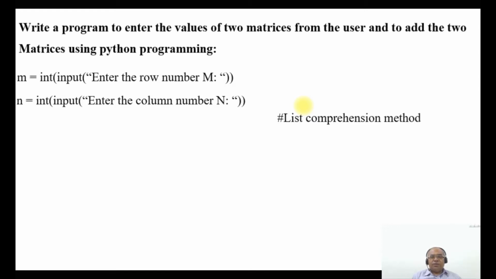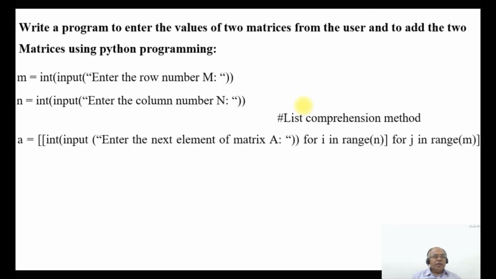By using the list comprehension method, we will enter the input of the matrices. So A will be equal to int(input("Enter the next element of the matrix A")) for i in range, starting with the column first and then the row. So here, for i in range n and for j in range m. Basically, it starts from the column and then it is incremented to m, that is the row.